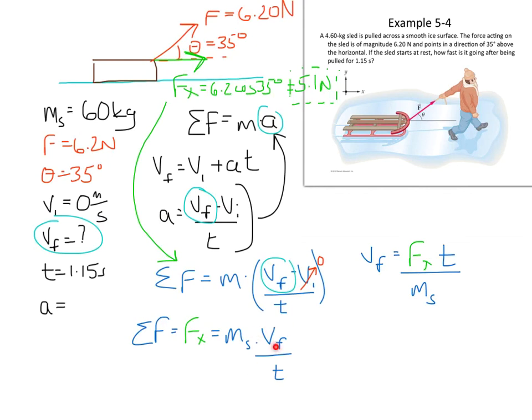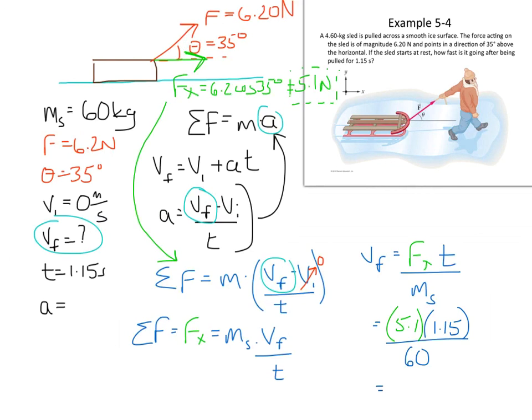All right, well, what is that? Now we know all those values, and we're going to plug them in. Okay, so the final velocity of the sled is going to be the force in the x direction. That is 5.1 newtons. I'm going to leave my units off just for now. Times the time that has been elapsed right here. What is that? The time is 1.15 seconds, right? All that divided by the mass of the sled, and so that is, what is it, 60 kilograms. So that's going to give us our final velocity of the sled.